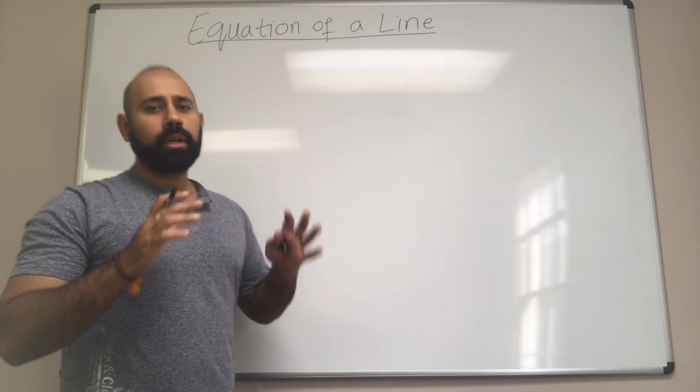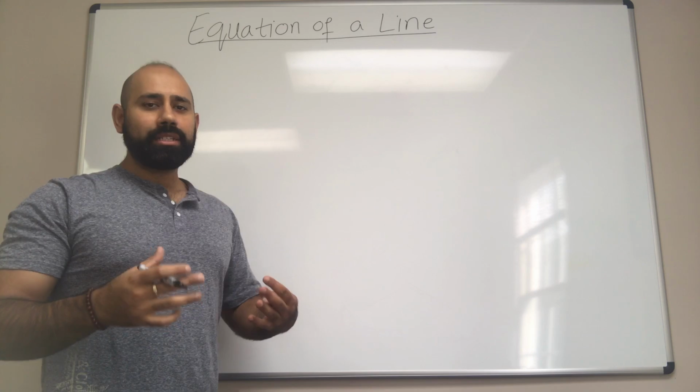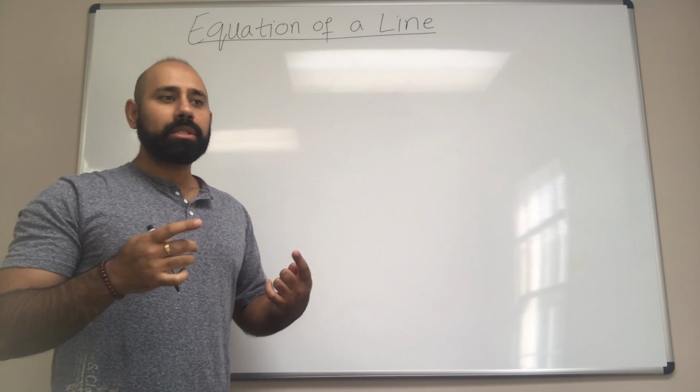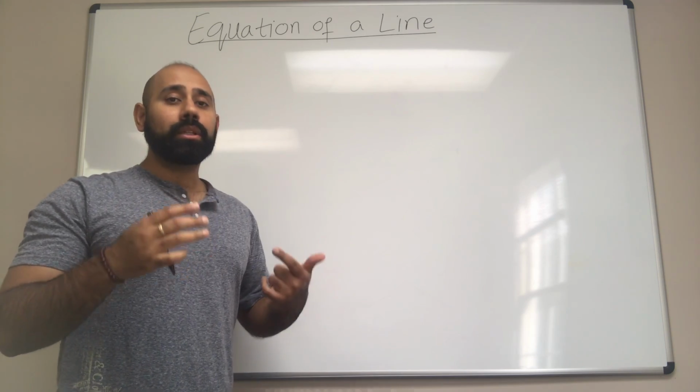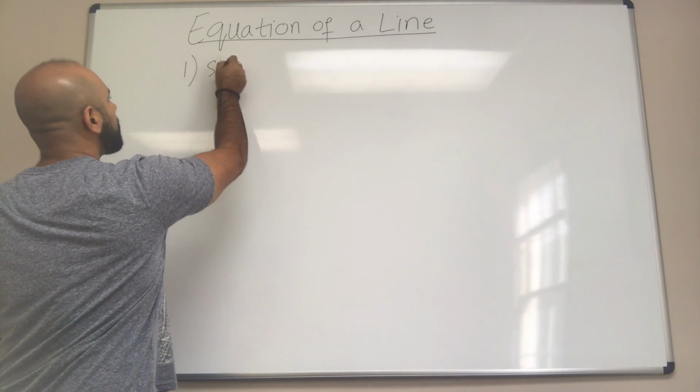So in this video, we are going to talk about equation of a line. There are essentially two ways of expressing an equation of a line. One of them is called the slope-intercept form, and another one is called the point-slope form. So let us start with the first one, which is the slope-intercept.